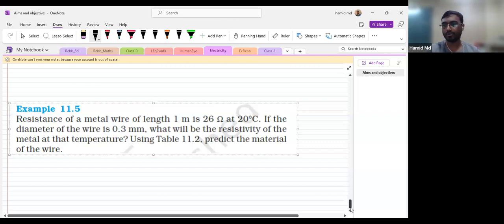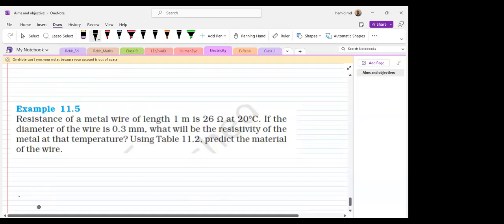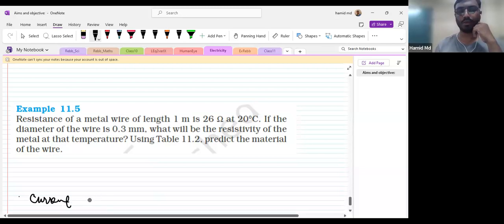Do you know anything about current? What is it? It's the rate at which electrons flow past a point. Okay. That is, you mean dq over dt, right?